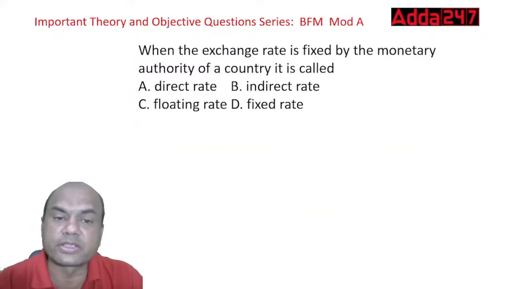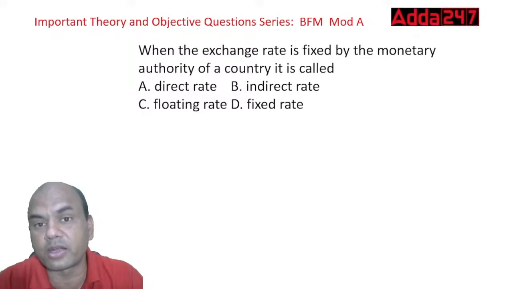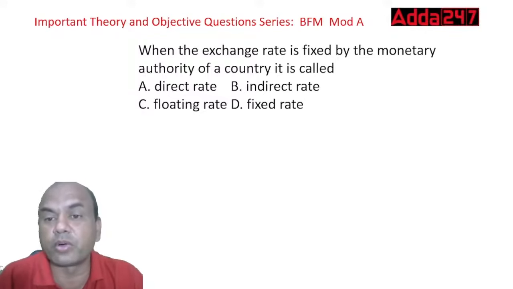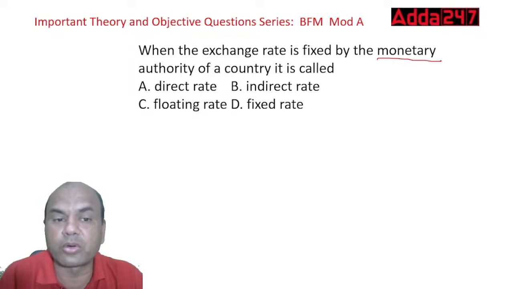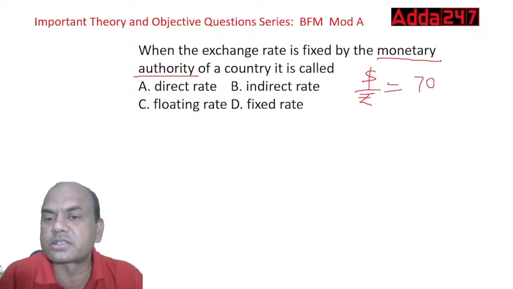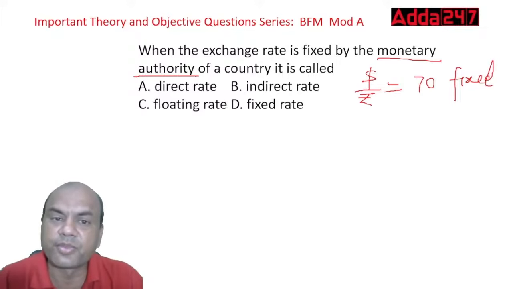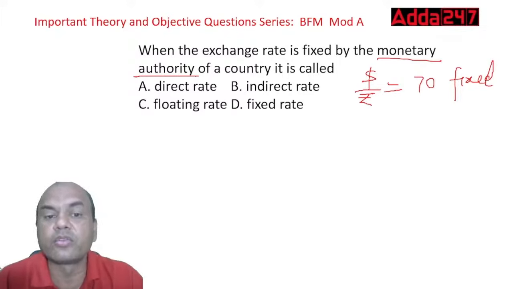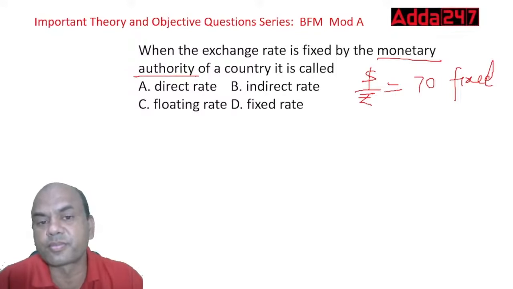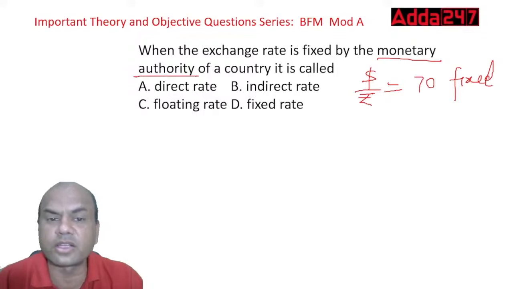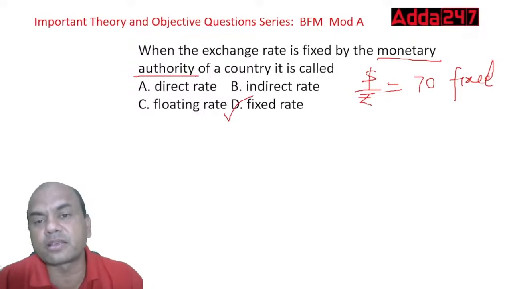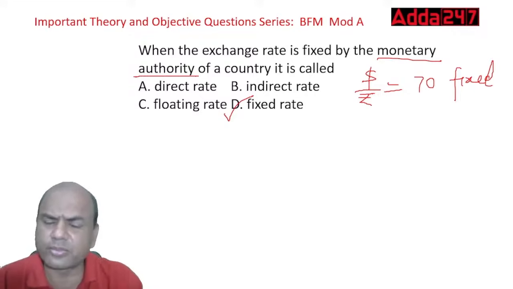When the exchange rate is fixed by the monetary authority of India, or of any country, it is called as what? Sir, when it is fixed by the monetary authority, means what? RBI tomorrow says that the dollar to INR rate is, let's say, 70 rupees, fixed, no changes in that. It will not fluctuate. It is fixed by this monetary authority. So in this case, what is it called as? Direct, indirect, floating or fixed? It is called as fixed, isn't it? It is fixed by the monetary authority of that country.